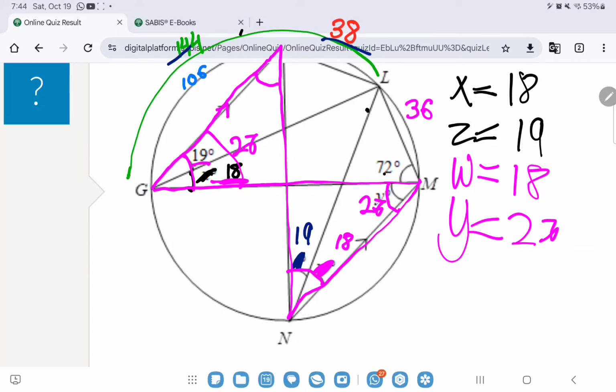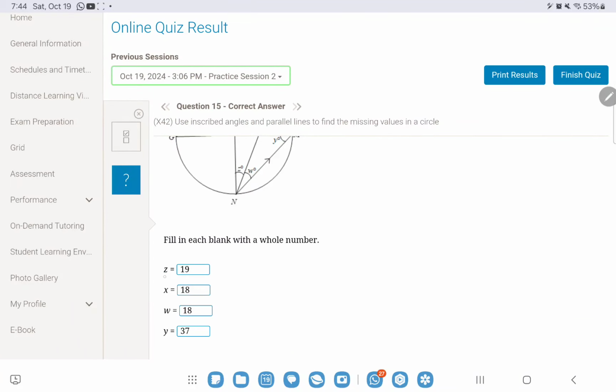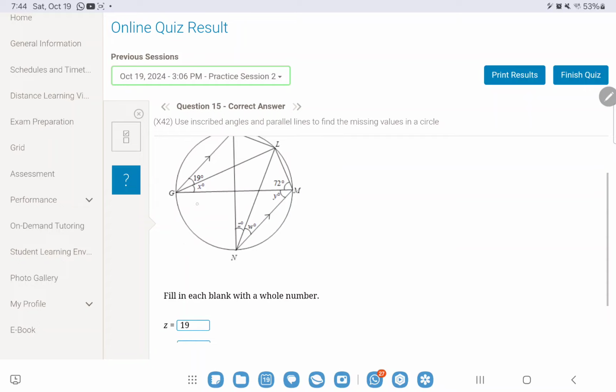Let's see. Z 19, X 18, W 18, Y. Huh? Oh yeah, 37. How did I add it 27? Sorry, 19 plus 18 is 37, not 27. I don't know how I added it wrong. Sorry, it's a miscalculation. So it's 37, not 27.